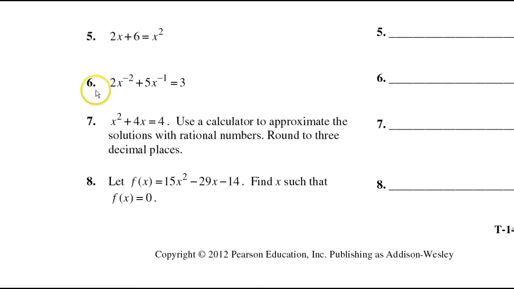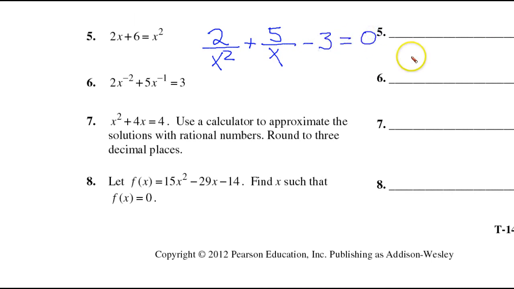Now, number 6 is interesting. I know we had some like this perhaps on our test or something. So what is that? Well, this is going to be 2 over x to the second plus 5 over x equals, and let's just put that on this side here, a negative 3 there equals 0.